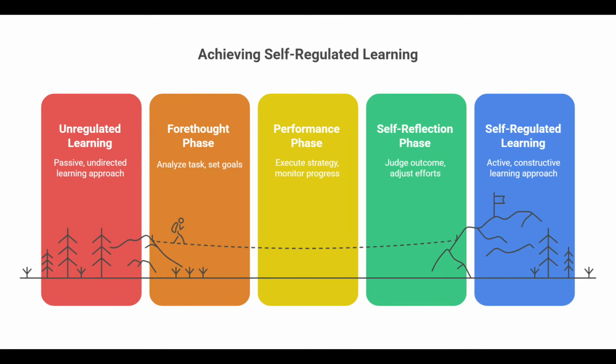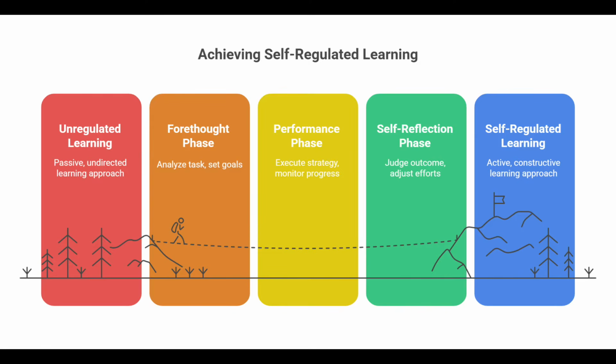Based on Zimmerman's cyclical model, SRL is a dynamic process beginning with the forethought phase, where the student analyzes the task and sets both process and outcome goals. This moves into the performance phase, where the strategy is executed and progress is monitored against the initial goals.